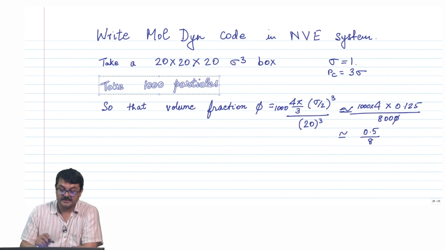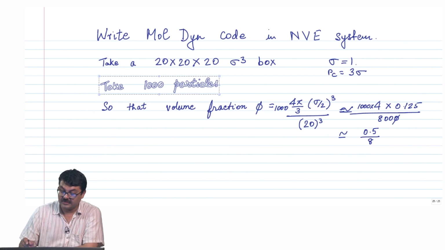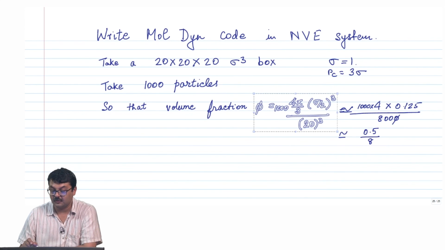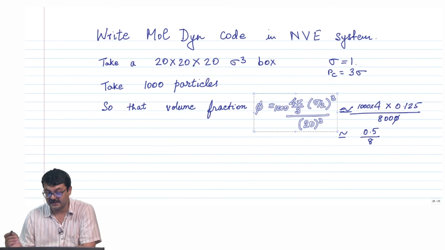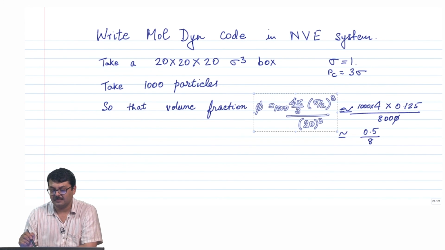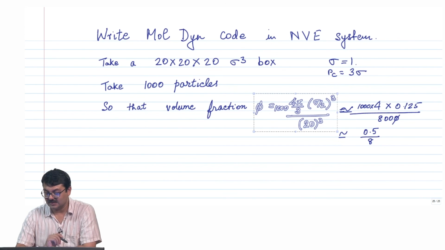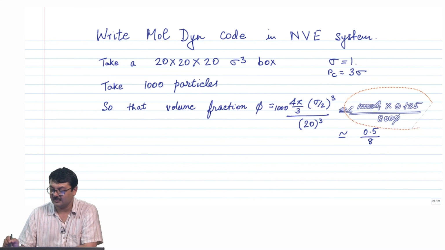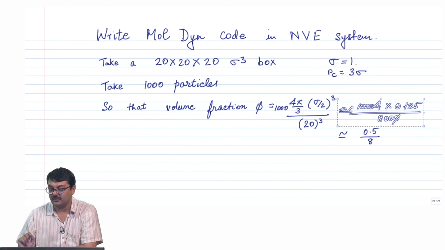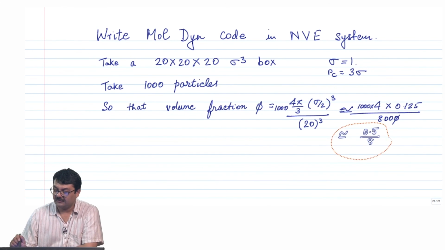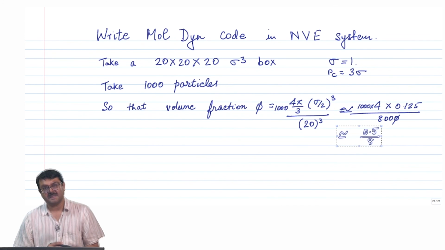If you have 1000 particles in a 20 cross 20 cross 20 box, then the volume fraction will be 1000 into 4 pi by 3 into sigma by 2, the radius of a sphere, cubed, divided by 20 cubed. This is the volume of the box, and if you take pi as an estimate equal to 3, then what you get is 1000 into 4 into 0.125. Why? Because sigma by 2 is 0.5, and 0.5 cubed is 0.125. The volume fraction is low, less than 10%, less than 0.1 if you calculate it.